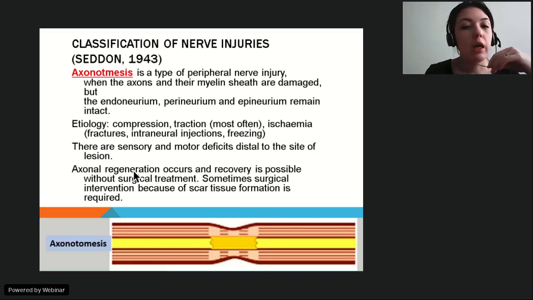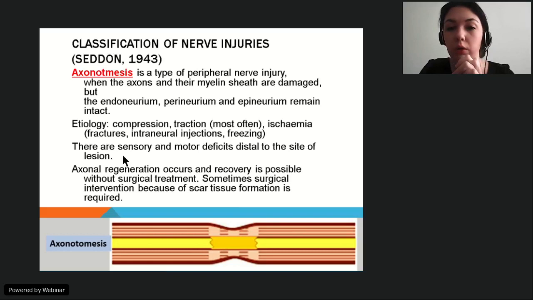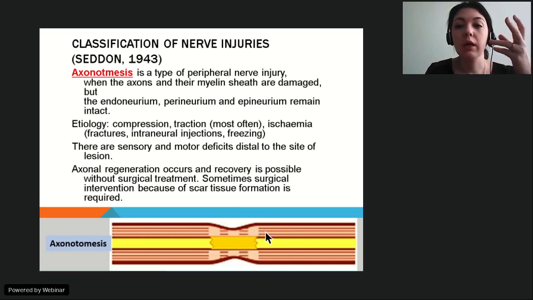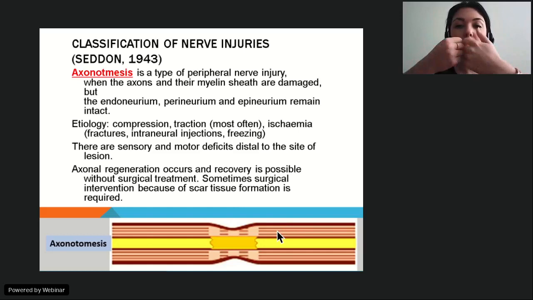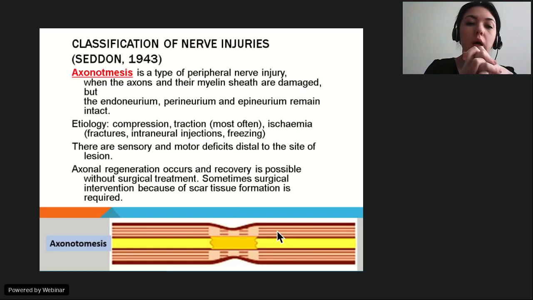Because, once again, in this case all the coverings are not damaged. So endoneurium, perineurium, and epineurium, everything is fine. Just there is an alteration in the axon itself. But because there is no diastasis, no gap between the proximal and distal ends of the axon, recovery is possible without surgical treatment. Sometimes surgical intervention is required because of scar tissue formation, just to dissect this scar tissue.